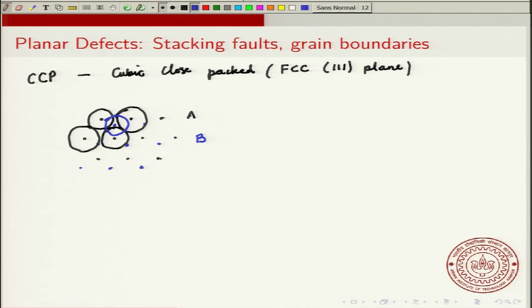And the C layer, in this cubic close packed structure, is actually in these positions. These positions. It is at the centroid of the other triangles.